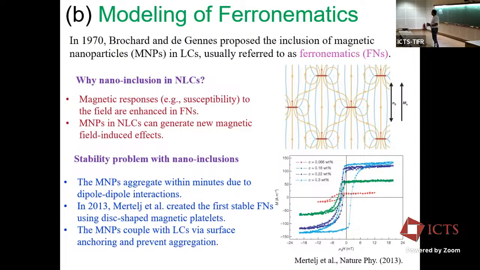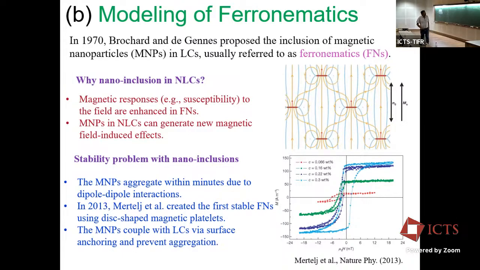So now I'm going to consider liquid crystals with a distribution of magnetic nanoparticles in them. A long time ago, Brochard and de Gennes proposed the inclusion of magnetic particles in liquid crystals and termed this system a ferronematic. Why do you want to make these nano inclusions? Well, most liquid crystals have no magnetic response at all. So the idea was to enhance the magnetic response of these systems by including magnetic nanoparticles, and it opens up a whole new range of applications and problems.